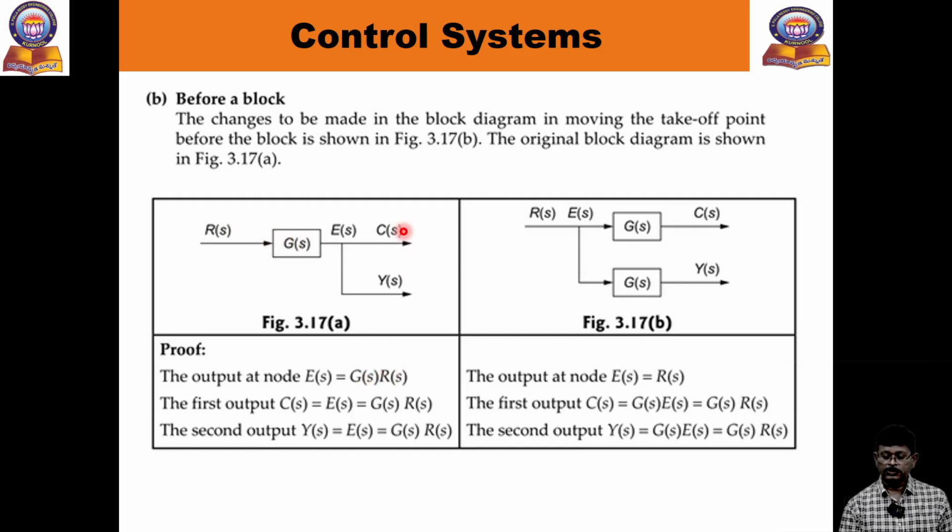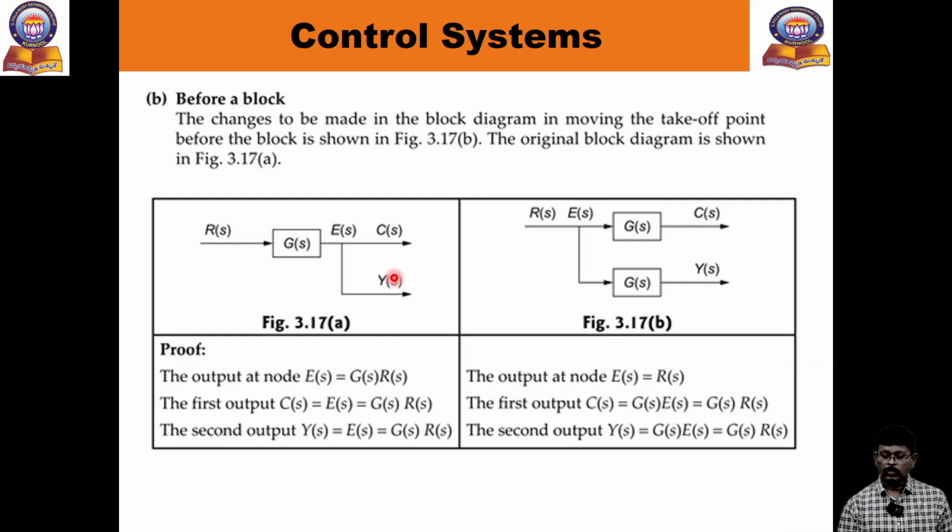Right? What is C of S equal to? C of S equal to E of S, also same, G of S and E of S. Now what is Y of S? Y of S equal to E of S. What is E of S? E of S also G of S, and that is here the C of S is equal to, at the end, G of S into R of S. Similarly Y of S equal to G of S into R of S.